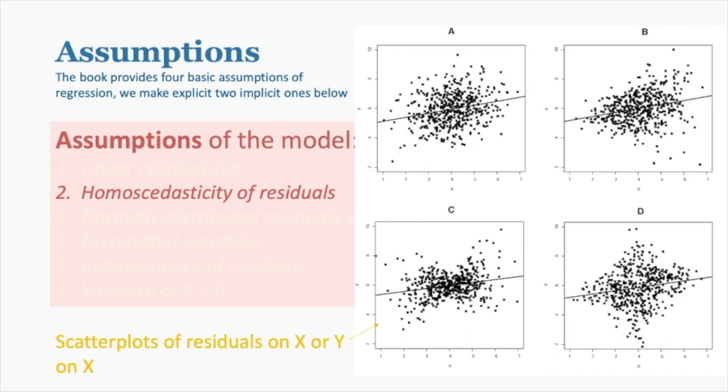What all this is trying to show are different ways that the residuals can show problems with this assumption of homoscedasticity. Again, we're looking for something like A, something that looks like a random cloud.